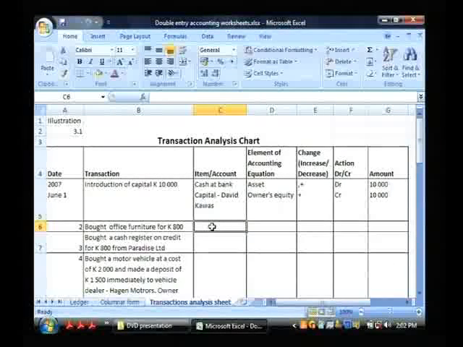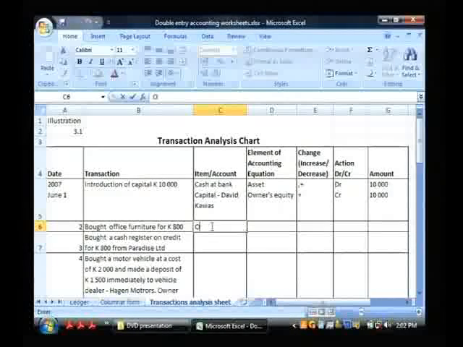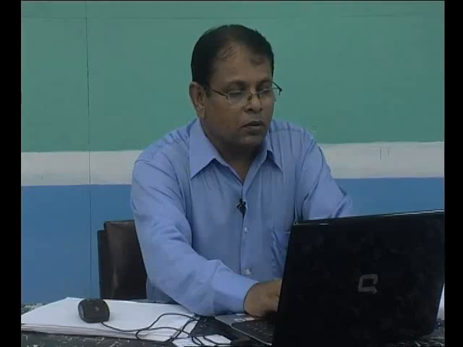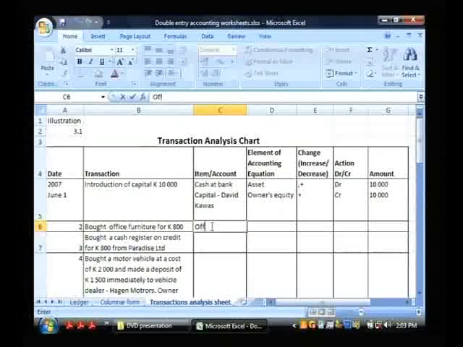Bought office furniture for the business, the amount involved is 800. This is payment of cash, and bought office furniture. So therefore, the accounts involved are office furniture and cash at bank.